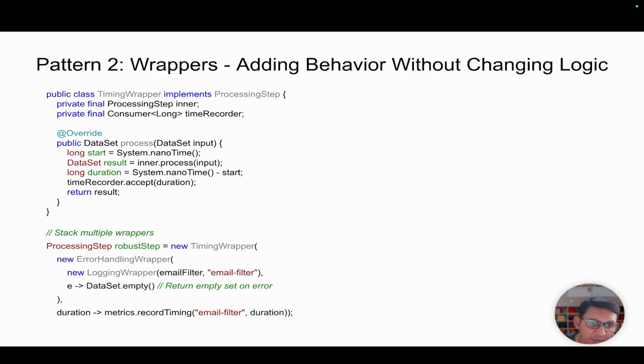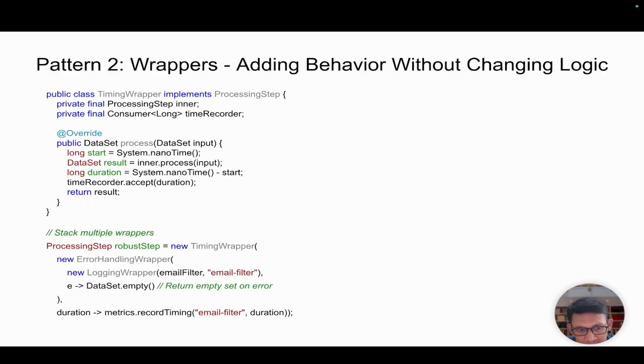Let me trace through what happens when we call the robust step's process method. The timing wrapper starts a timer, then calls the error handling wrapper. The error handling wrapper tries to call the logging wrapper. The logging wrapper logs that it's starting, then calls the actual email filter. If the filter succeeded, the result bubbles back up through the layers. The logging wrapper logs completion, the error handling wrapper just passes the results through, and the timing wrapper records the duration. If the filter throws an exception, the logging wrapper logs the error and rethrows.